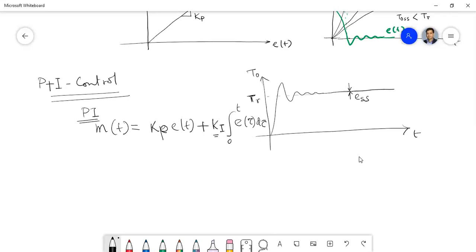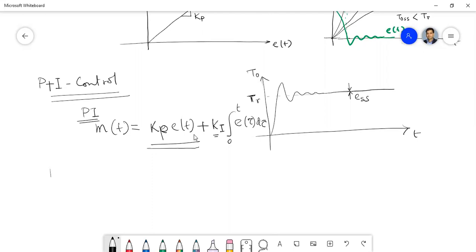For the proportional controller, you already have the proportional part, that is Kp into Et, and for the integral part you need some Ki constant and integration of the error input. So that is called the proportional plus integral control. Now proportional plus integral control has advantage in steady state only, but doesn't have any advantage in the transient part, and rather it deteriorates the transient part of the response.